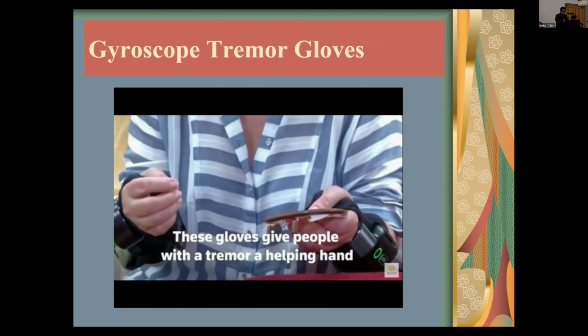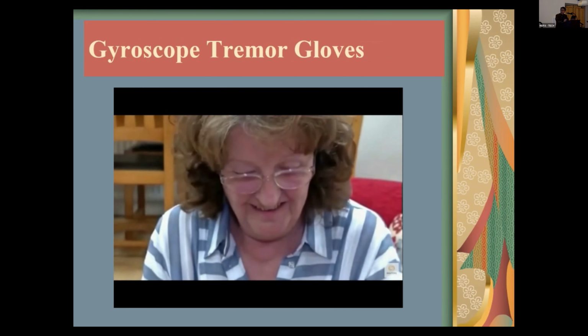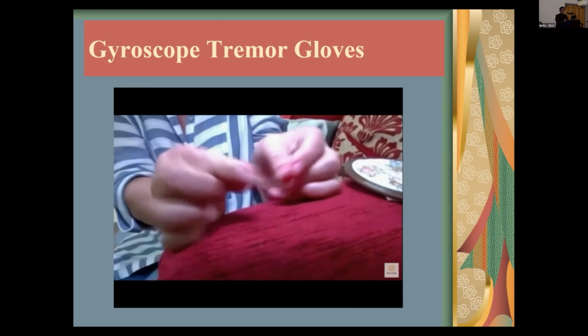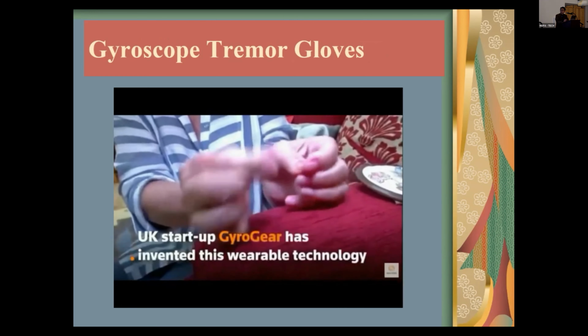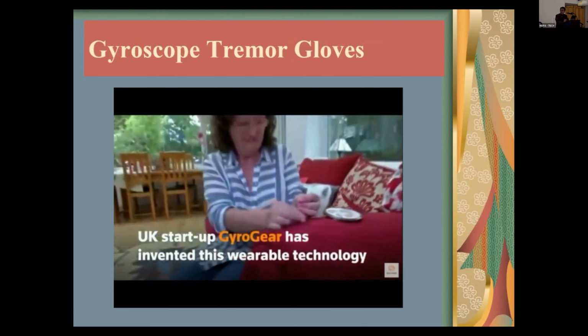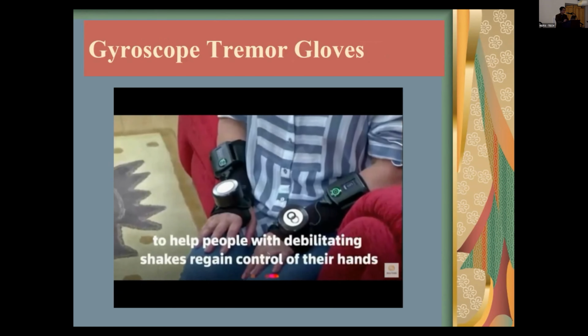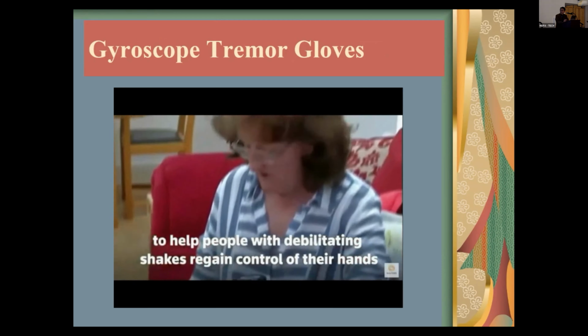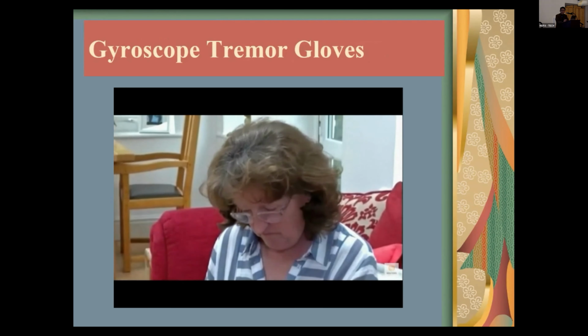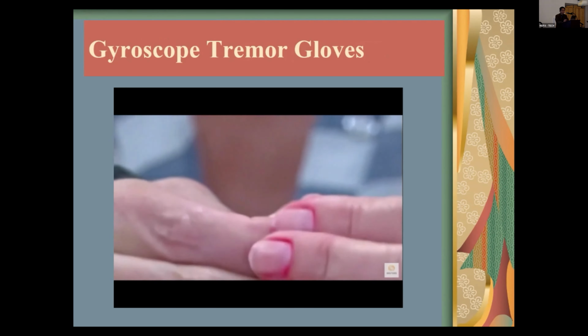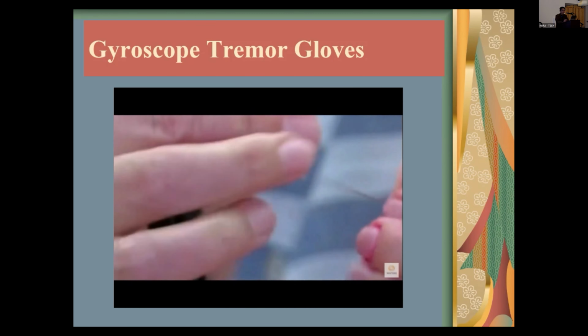Okay, this is more fancy. This is available in the UK. It's called a gyroscope tremor glove. So first you see her trembling. I got this from YouTube. I don't think this is available in the US though, although you can contact them directly.